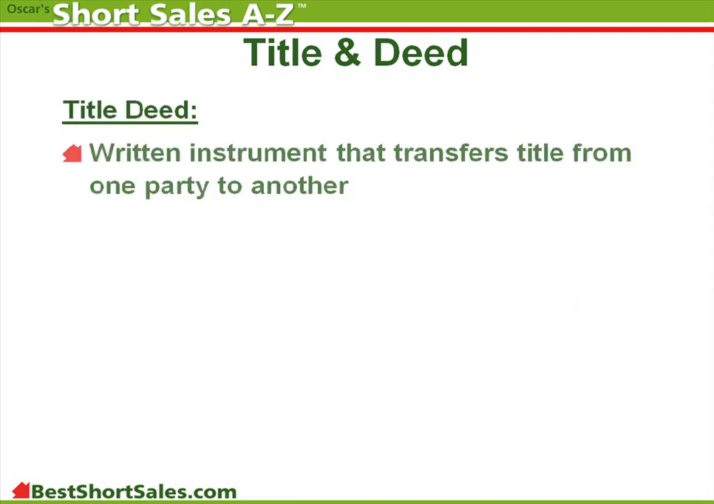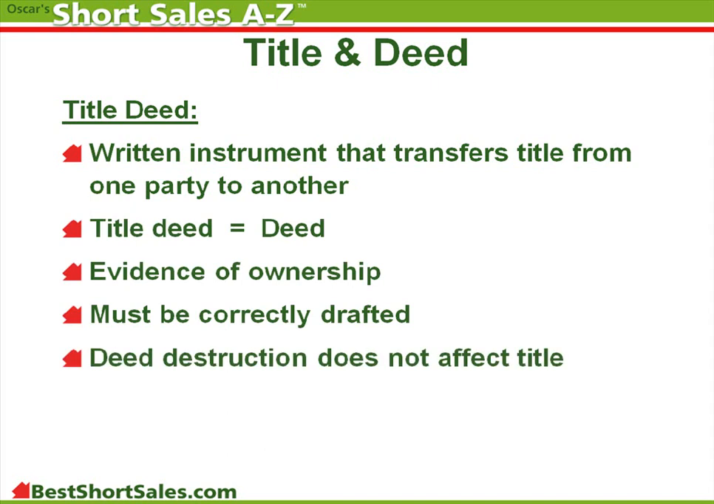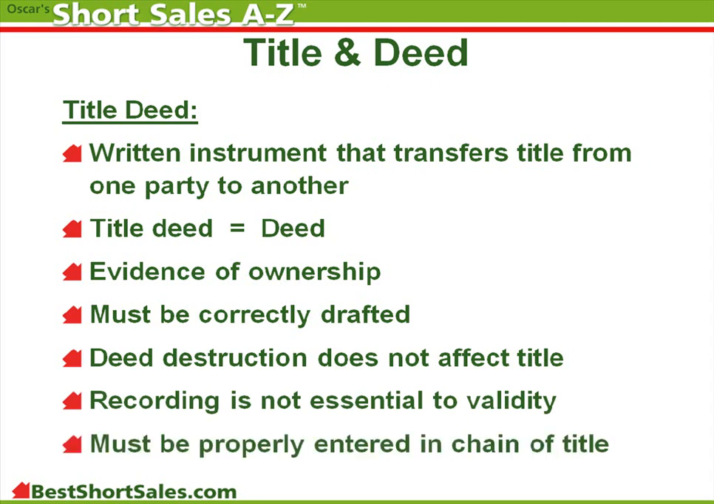Title deed. A title deed is a written instrument that transfers title of land from one party to another. Title deeds are commonly referred to as just deeds. To simplify, a deed is written evidence of ownership. To be valid, a deed must be correctly drafted. Although disputes may arise, destruction of the deed does not affect title. The deed is a document. The title is a right. Deed recording is not essential to validity, but the loss of an unrecorded deed may result in loss of title. For the deed to be validly recorded, it must be properly entered in the chain of title.